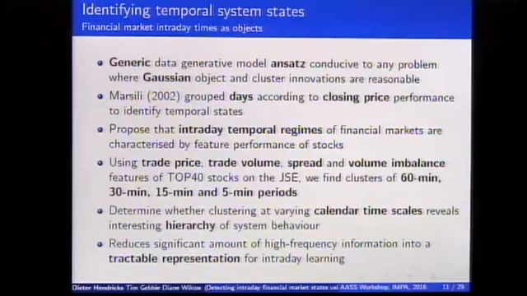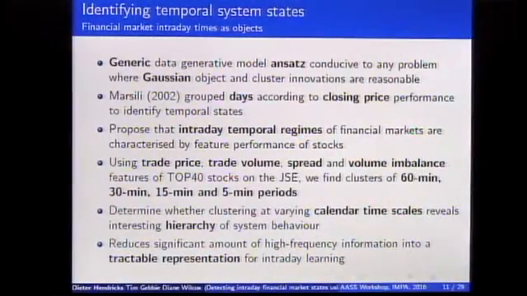We're looking at these features which we can observe from a top-of-book market data feed: trade price, volume, spread, and volume imbalance. And then we're seeing whether we can take the features from all 42 stocks as our time series and our time periods as our objects to see whether or not we can group time periods into clusters. And we did that for 60-minute, 30-minute, 15-minute, and 5-minute, just considering calendar time periods in this case.